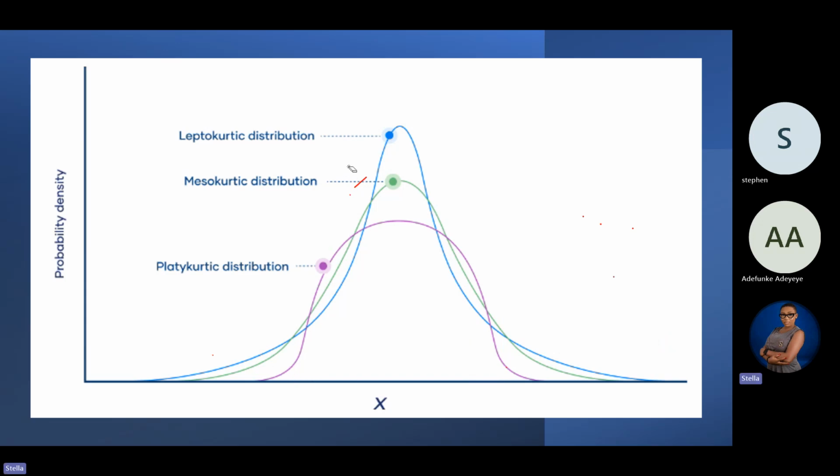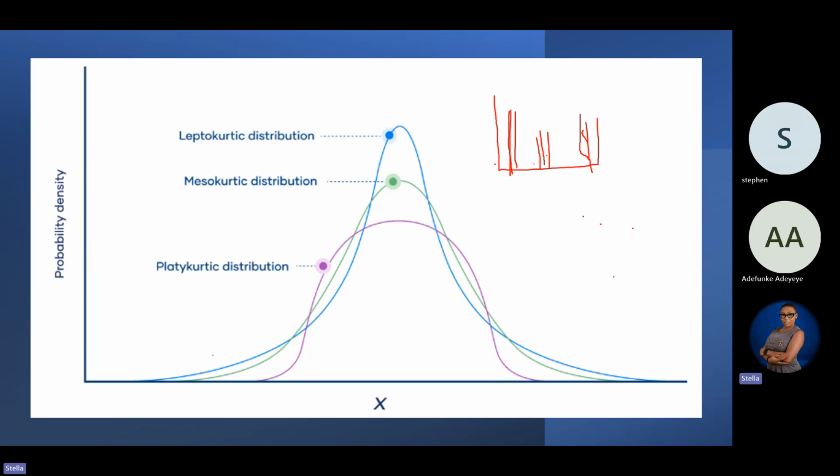So let me show you what the histogram of a leptokurtic is going to look like. It's going to look this way. You have plenty of data points here at the tail, then smaller data here in the middle, then more data again at this other tail. Do you understand? Something like that.